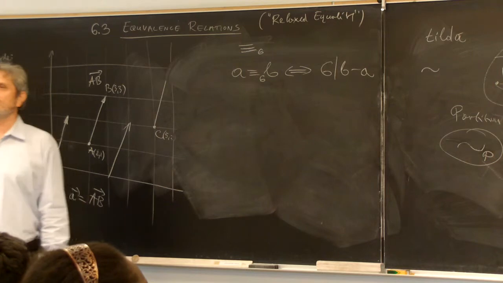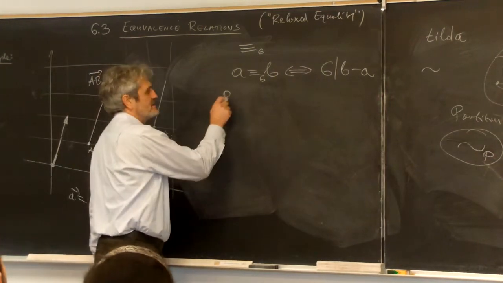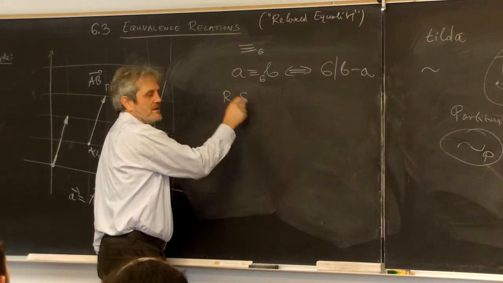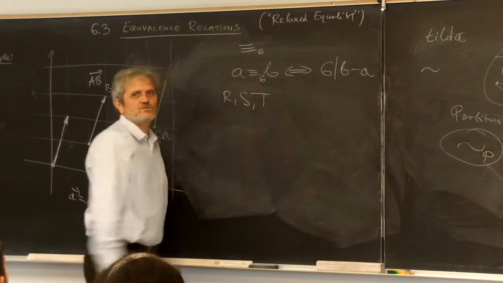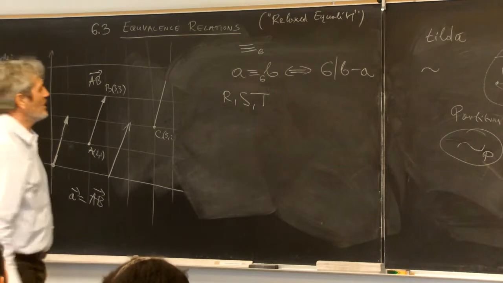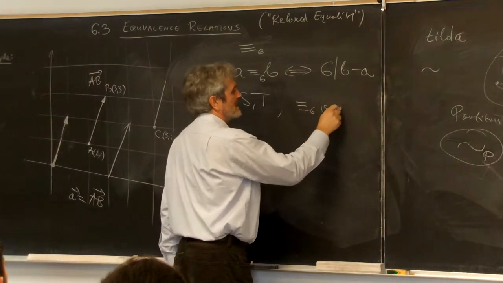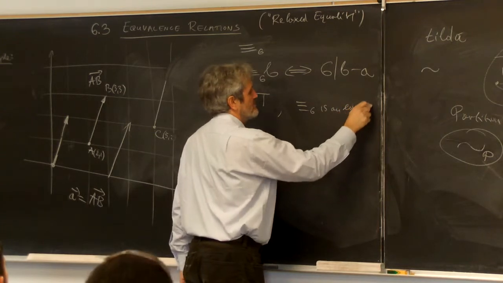My question is, is this relation reflexive? Yes or no? We went over that one. Yes, so it is reflexive. Is it symmetric? Is it transitive? So this relation is what? Equivalence relation. So congruence modulo 6 is an equivalence relation.